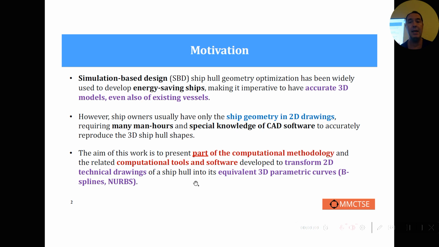The problem is that maybe you want to reconstruct the hull in 3 dimensions, and this is very intensive, and it usually requires a combination of softwares to do that. So in this work, we're going to present the computational methodology and software tools that we have developed. I will focus on the computational methodology and just give an overview of the resulting software to transform 2D technical drawings to equivalent 3D parametric curves like B-splines and NURBS.